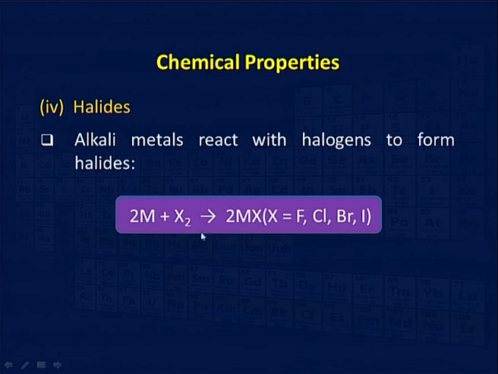Then halides. Similarly, these group one metals react with halogens to give MCl. Basically, they are all ionic in character. They form MCl with chlorine, MBr with bromine, MF with fluorine. You can see that X2 is nothing but the common name given for fluorine, chlorine, bromine and iodine. We get MX type of compound, where M is positive and X is negative. They are all ionic in nature.